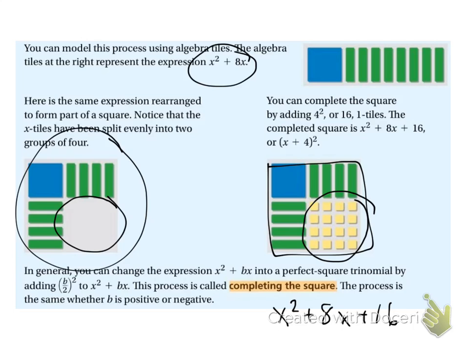What's so special about this is that if we factor it, it factors into x plus 4 times x plus 4, which, to write it neater, is x plus 4 squared. So when we're completing the square, we are looking for a number to add to both sides so that we can write it like this. And that makes it a lot easier to solve.